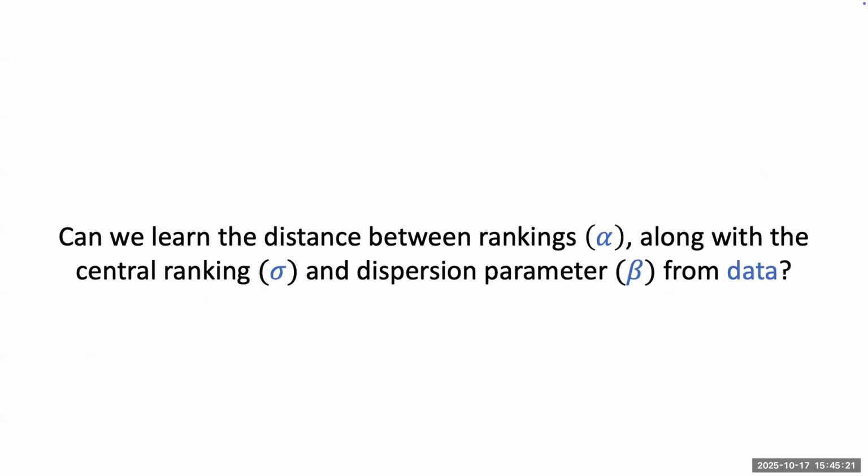With all of this, I come to the main question we are asking: do we actually have to assume the distance? Can we learn the distance parameter alpha, as well as the central ranking sigma and the dispersion parameter beta, all from data? I want to change the question from assuming one of these distances when we see the data to also learning that. That's the main question.